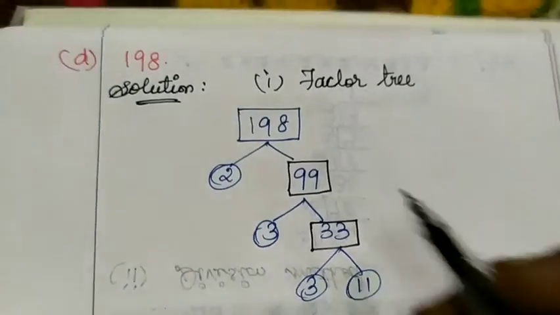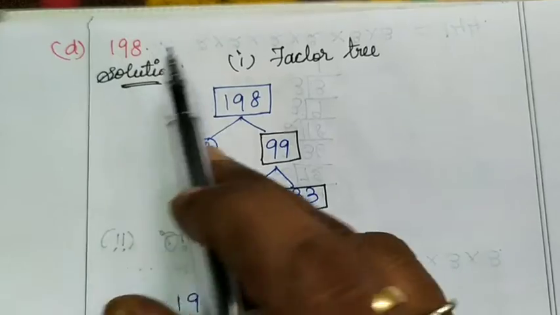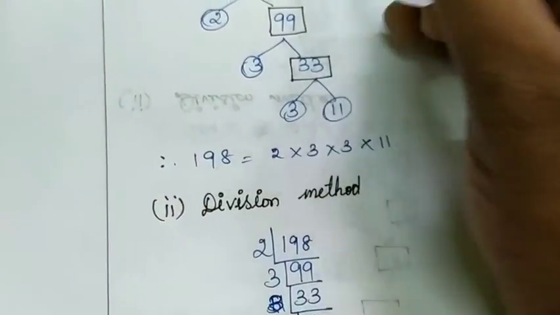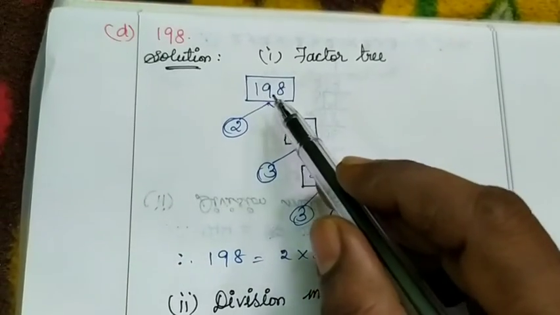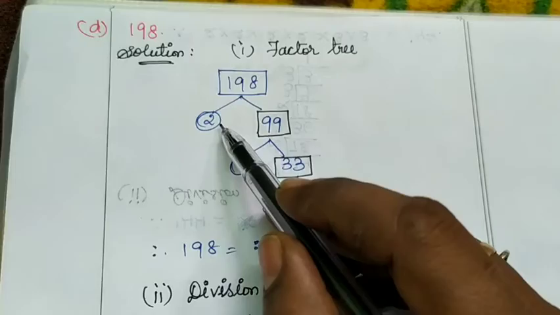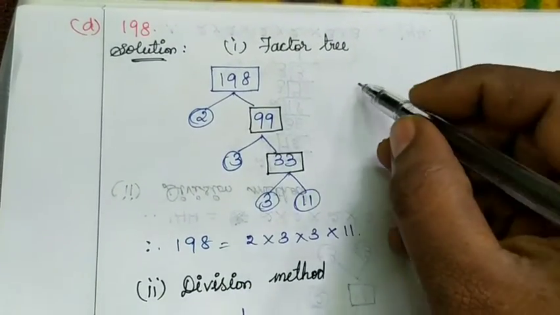Okay, next, fourth question, 198, factor tree method. So see, first, 198 comes in the 2 table. 99 into 2 we get 198. How? See this.